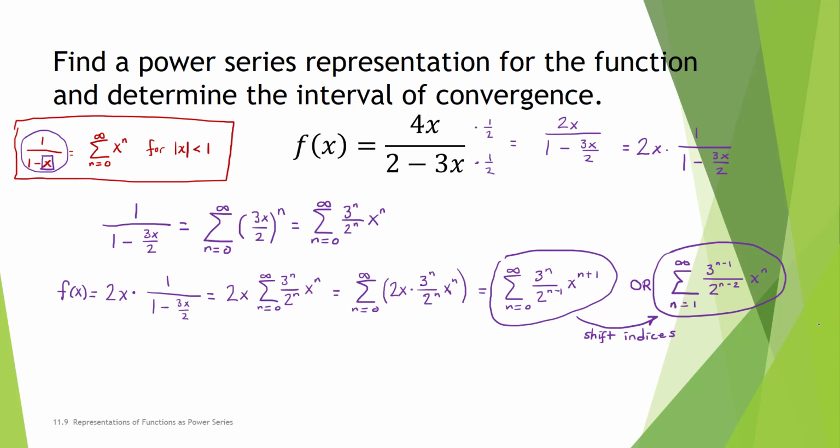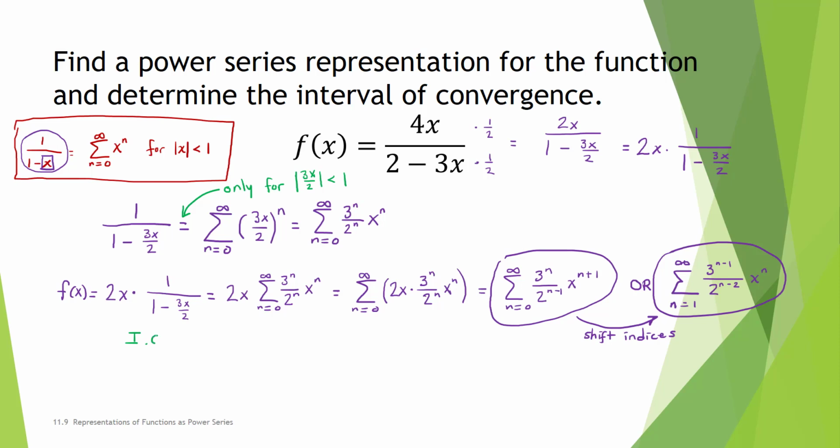Let's talk now about finding the interval of convergence for this function. So we know that the geometric series converges only if the absolute value of that common ratio is less than 1. When we write our function using the power series, this really only works if the absolute value of 3x divided by 2 is less than 1.